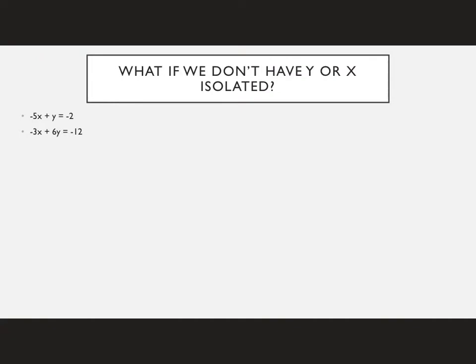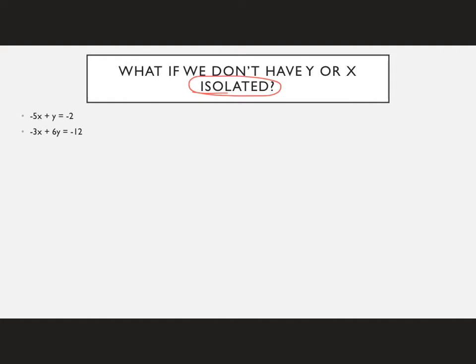If you remember last time, every time we looked at a system, you had x or y solved for. But what if we do not have x or y isolated in either of our two equations? You'll notice in these two equations, neither one has x or y isolated. So what do we do? Well, that's real simple, actually. We can isolate y or x in one of them.